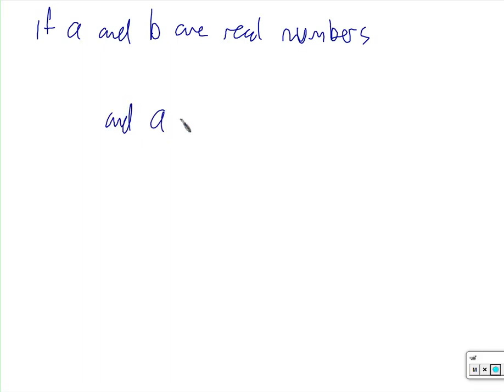So if A and B are real numbers, just normal numbers, then A times B equals zero. I'm going to ask what must be true. One of the numbers has to be zero. Exactly. A or B must be zero. We could say that in different ways. That's the way I've said it.